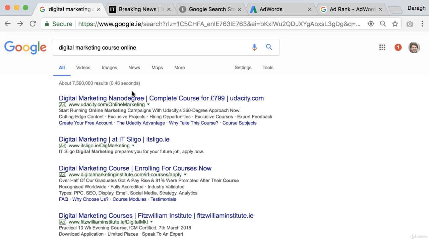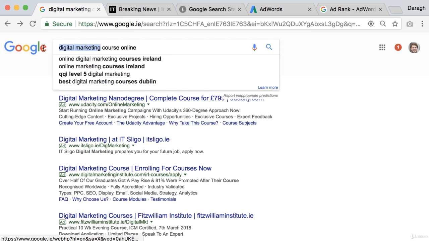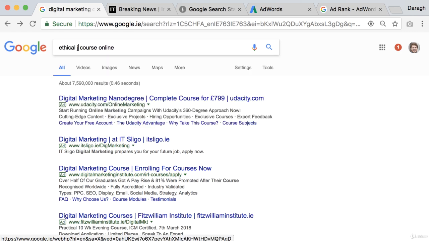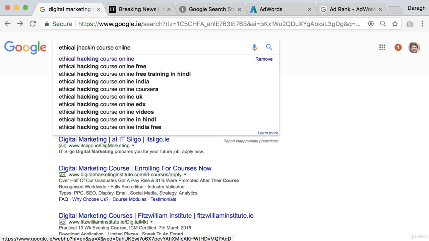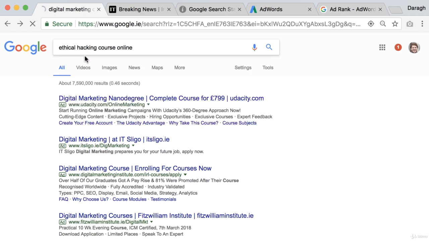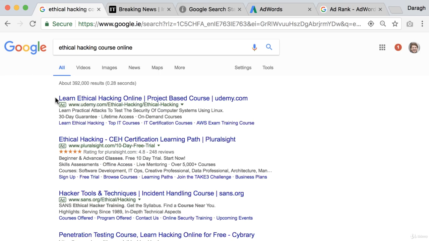Well, the genius part of Google AdWords is that they serve ads depending on what people search for. So now you've got 7 slots here to sell. But if I change this search term to another topic like ethical hacking, you can see that we've got maybe another 6 or 7 advertising slots to sell as well.